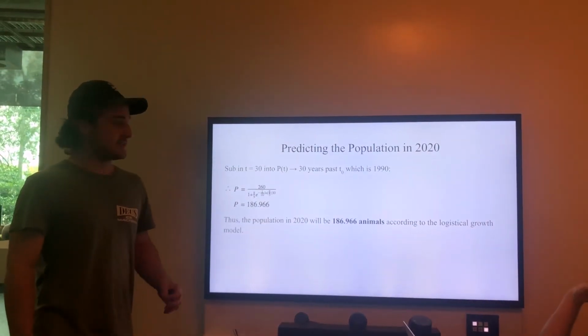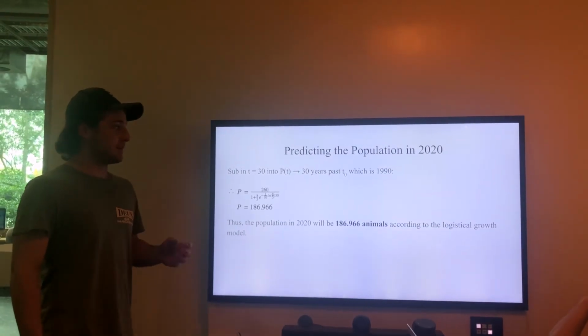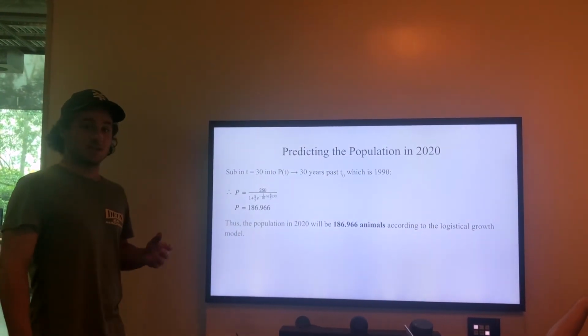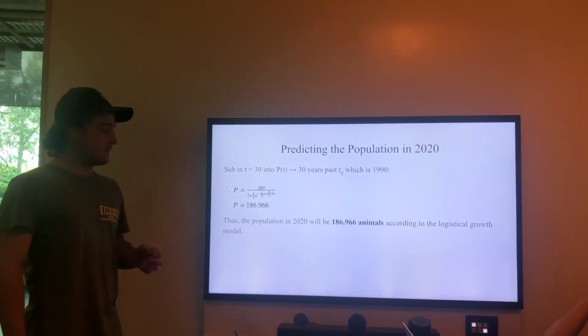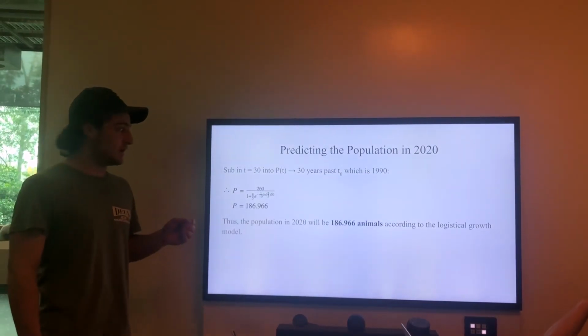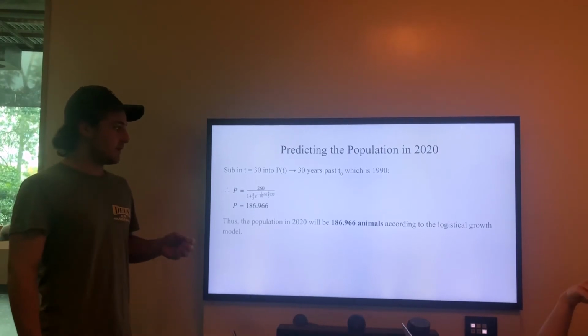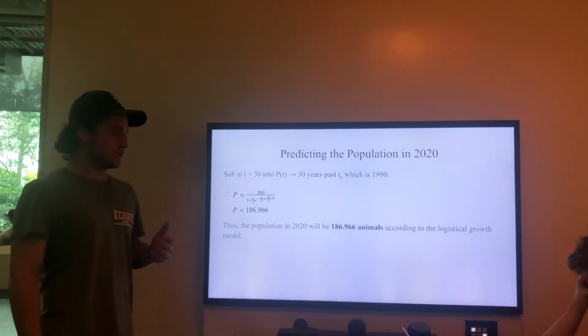Given that this solution is now valid, we can now predict the population in 2020, which is the second half of the question in problem 4. We can do this by substituting t equals 30 into P of t, because it's 30 years past t of 0, which is 1990.